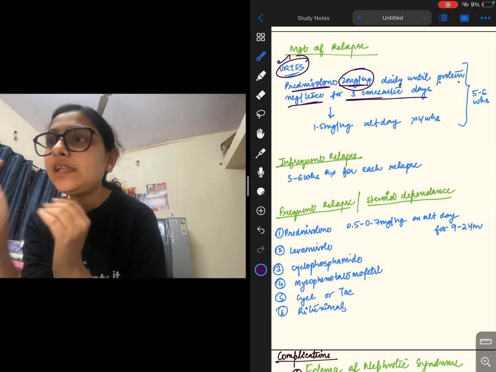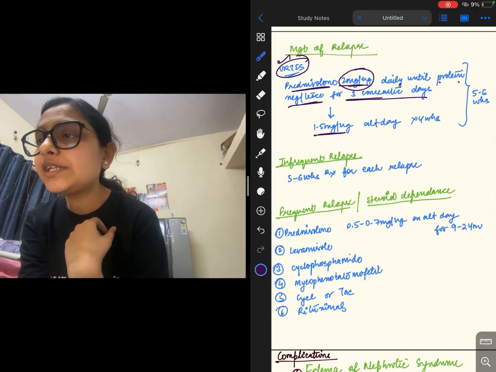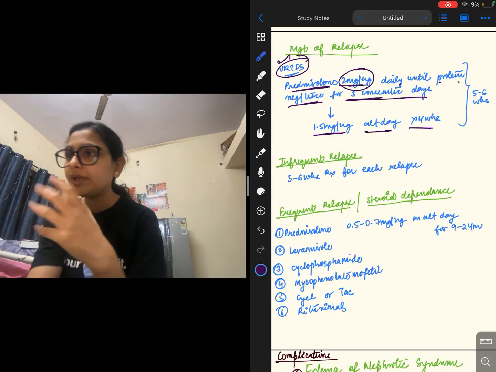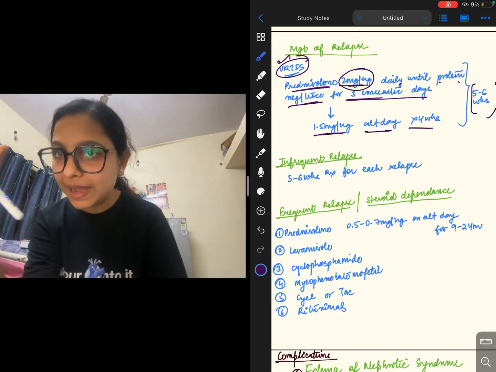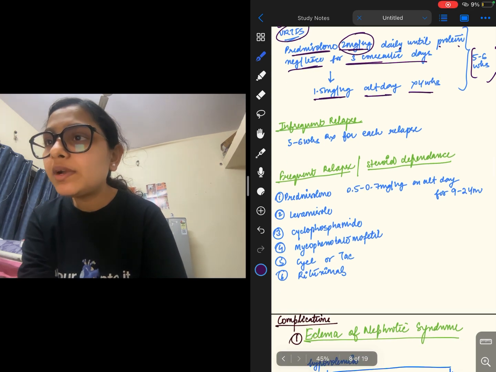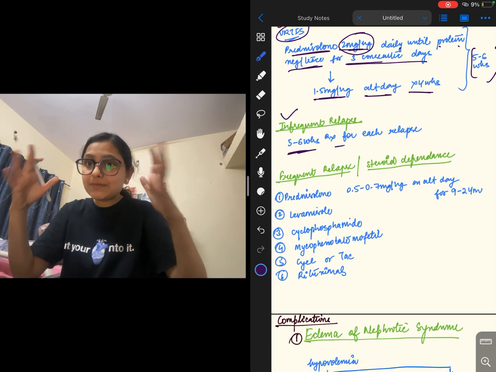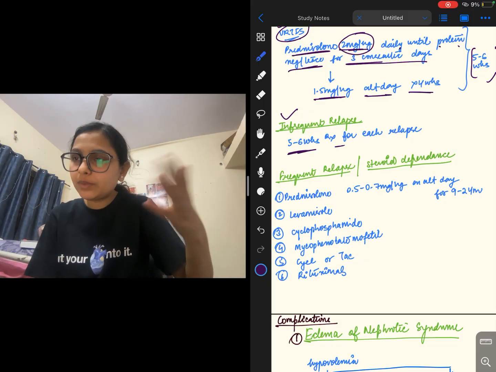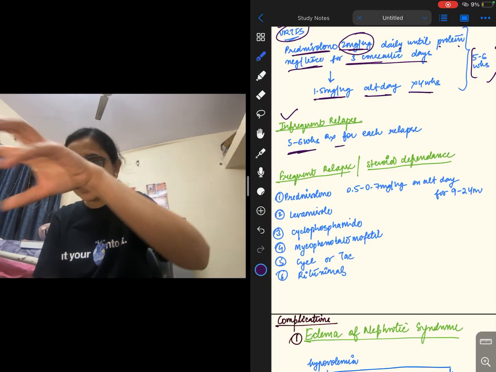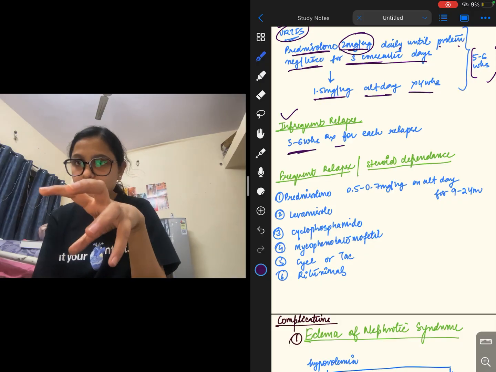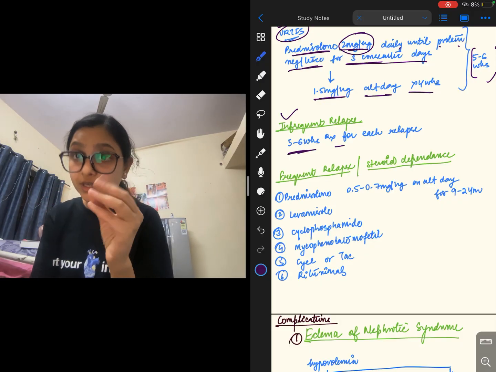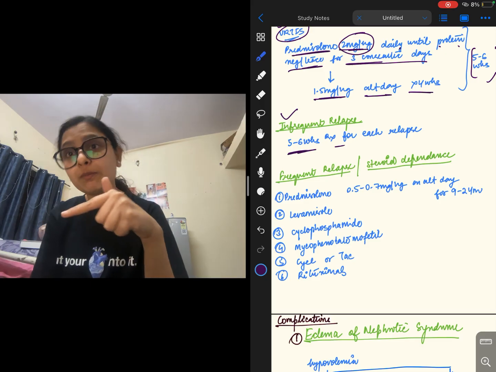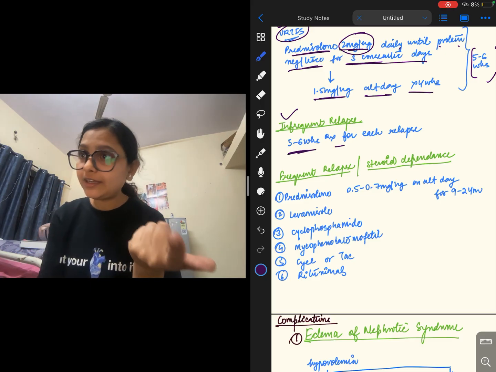Then you have to taper it to 1.5 mg per kg alternate day for 4 weeks. Generally this will take around 5 to 6 weeks for the relapse to get managed. What does infrequent relapse mean? If relapse is happening not frequently but infrequently, and it is recurring, you have to give this treatment for each relapse. Give prednisolone 2 mg per kg daily till you get protein negative or trace for 3 consecutive days, then shift to 1.5 mg per kg on alternate days for 4 weeks.